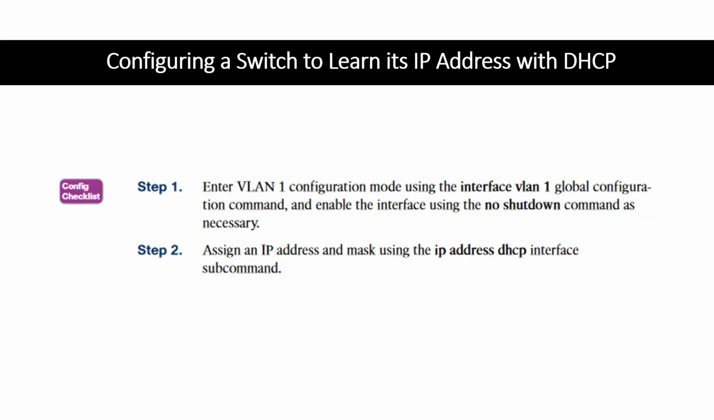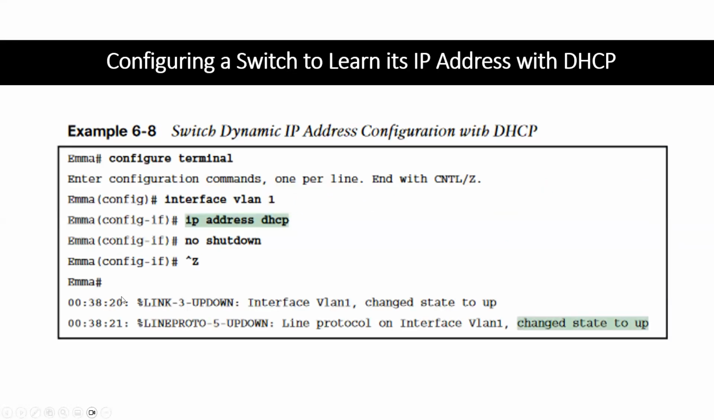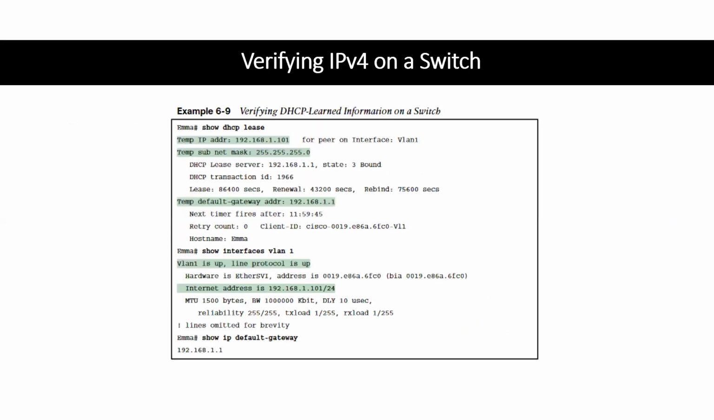Here's another configuration checklist, and if you look at the top of the slide, this one is for configuring a switch to get its IP address via DHCP, Dynamic Host Configuration Protocol. I'm not going to read line by line. I know you guys are intelligent people. Here's a screenshot of how it looks on the CLI. I'm not going to get deep into this because we're going to do the exact same thing on Lab Fun Day.